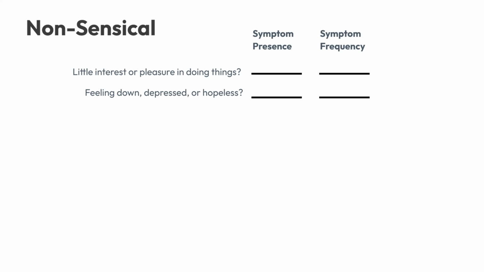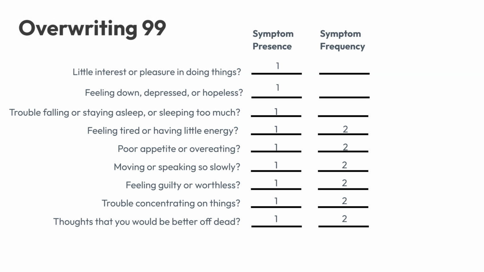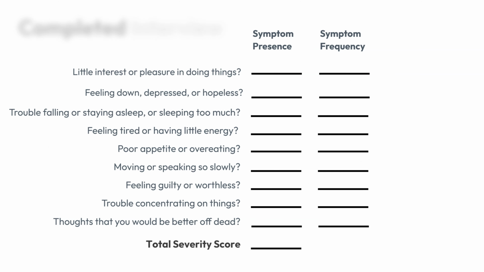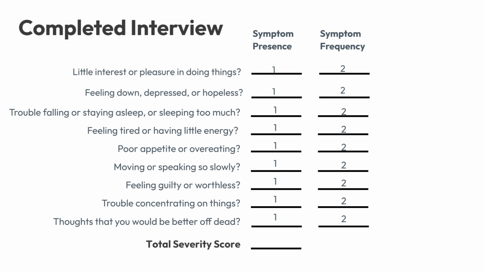If the symptom presence for the first 2 questions are coded 9 for nonsensical, and the interview has ended after D0150A and B, then the symptom frequency and the total severity score will be blank. If at any point the symptom frequency in items D0150A2 through I2 is blank for 3 or more items, override the total severity code to 99. Do not complete the staff assessment of mood, and skip to item D0700, social isolation. For all other scenarios where a symptom frequency was coded, regardless of our interview length, you will add up all of the symptom frequency scores to determine your total severity score. Enter the total score as a 2-digit number between 00 and 27.